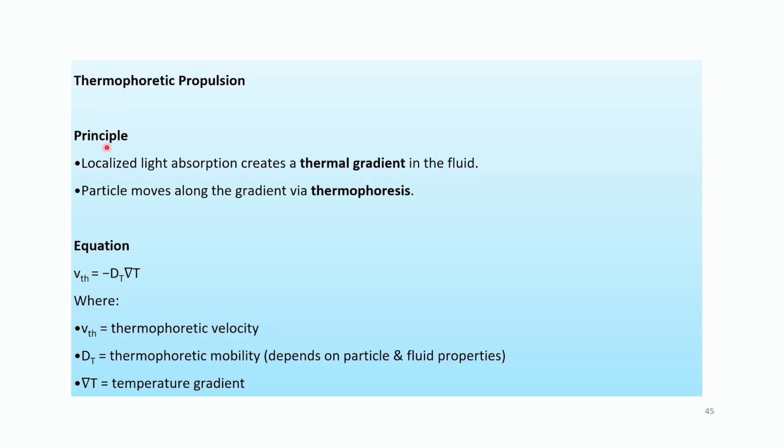Thermophoretic propulsion. The principle is that localized light absorption creates a thermal gradient in the fluid, and the particle moves along the gradient via thermophoresis. So the equation is this, where this is the thermophoretic velocity, this is the thermophoretic mobility, which depends on the particle and fluid properties, and this is the temperature gradient. So that's the equation for thermophoretic propulsion.